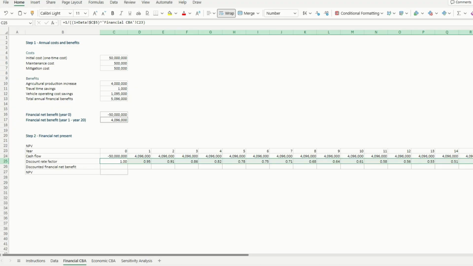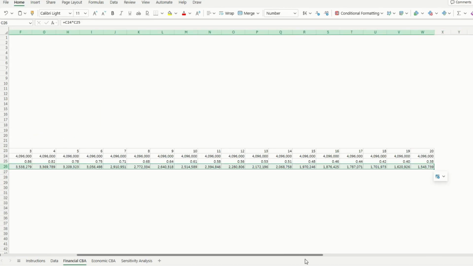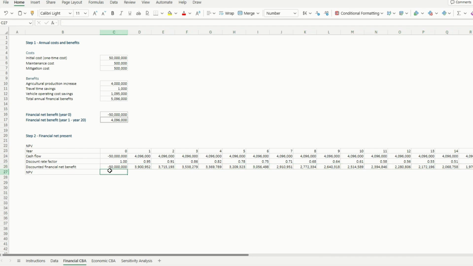So now what we have to do is multiply each year's cash flow by the discount factor. This brings all values into today's terms, and remember, $1 today is worth more than $1 tomorrow. So let's just multiply this number by the factor, and let's do the same for all the years. And the last step in the financial CBA is to add up all the discounted cash flows, including the construction cost, the pavement cost in year zero.